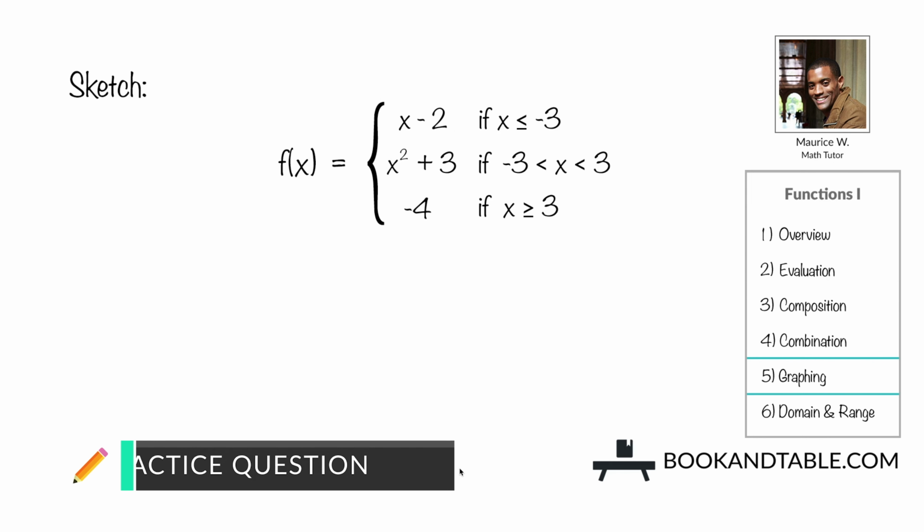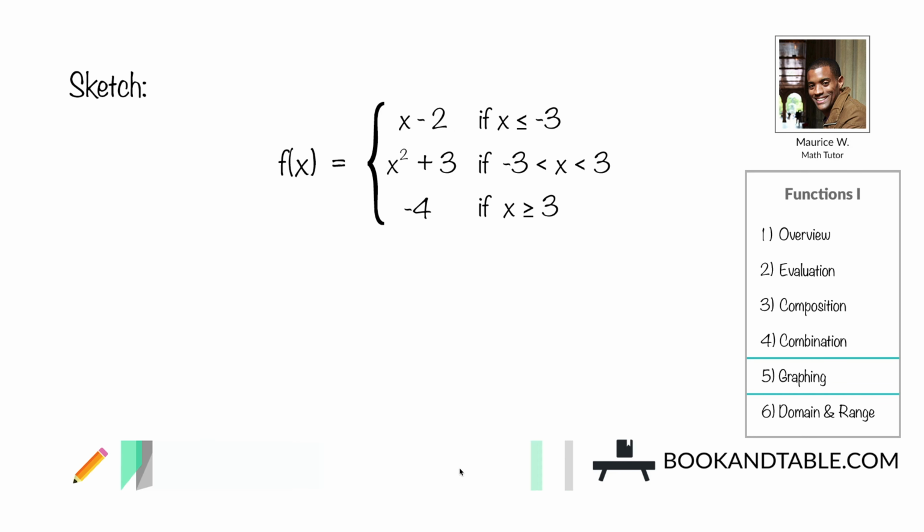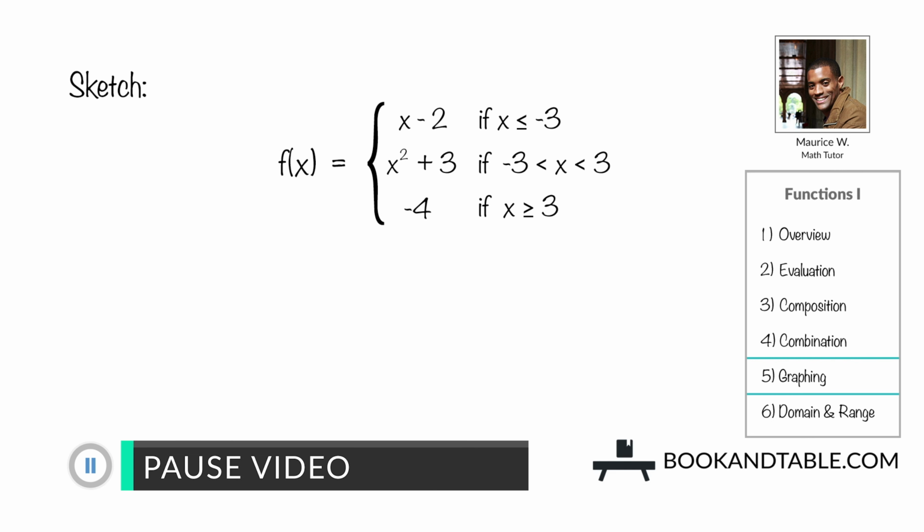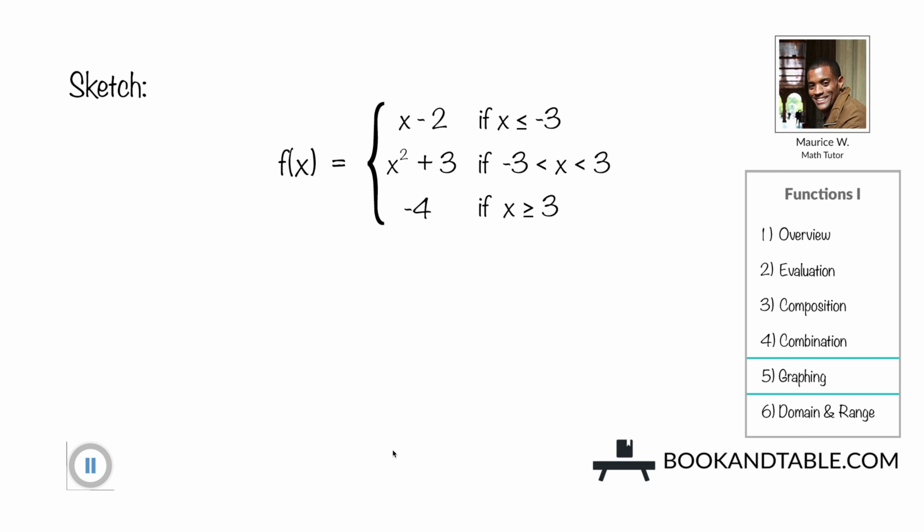Let's now have you complete a practice question. Sketch f of x is equal to x minus 2 if x is less than or equal to -3. F of x is equal to x squared plus 3 if -3 is less than x, which is less than 3. And f of x is equal to -4 if x is greater than or equal to +3. Pause the video, answer this question, and then press play when you are ready to begin.